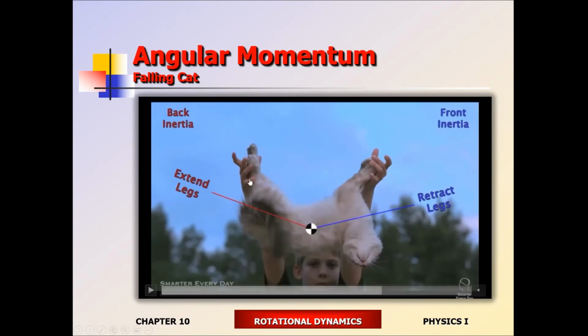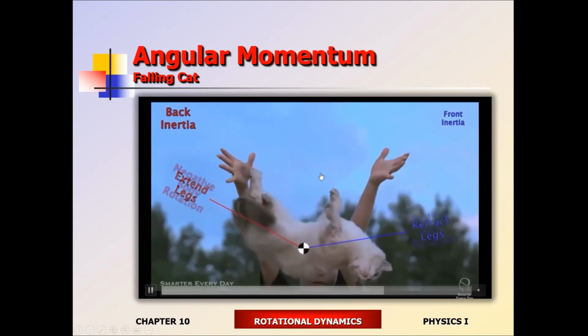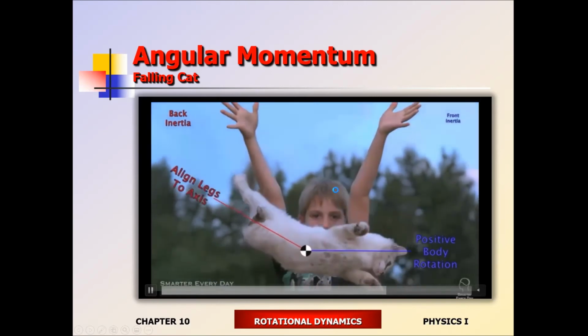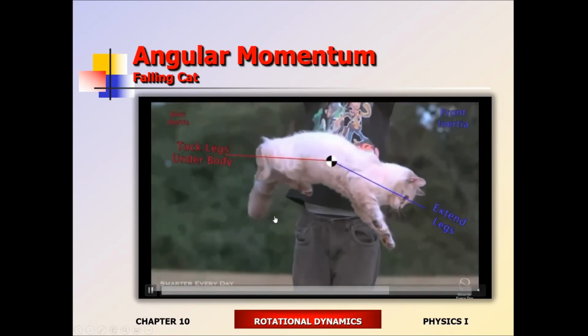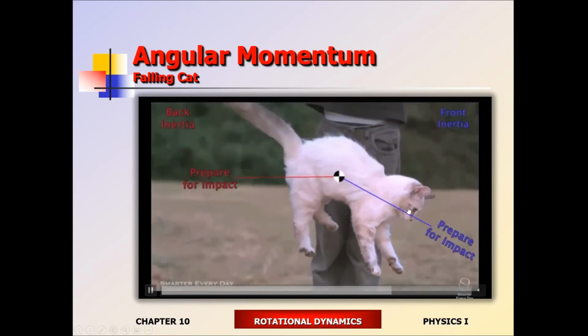So the back end is not going to spin as fast as you're pulling the legs in at the front end. So the front portion is going to spin faster relative to the axis of rotation. By adjusting the moment of inertia, making it bigger, the speed is going to go down, and making it smaller, the speed is going to go up. The cat makes the adjustment just so it's able to do a full turn.